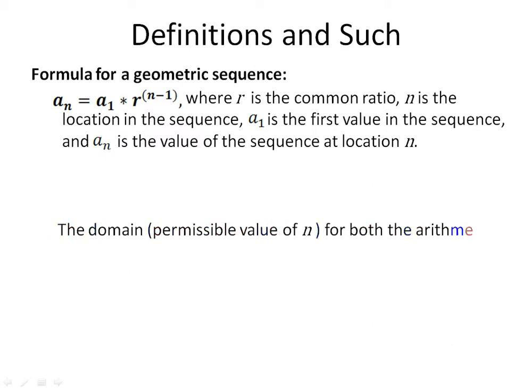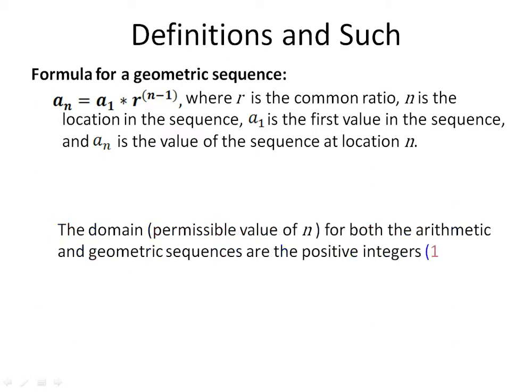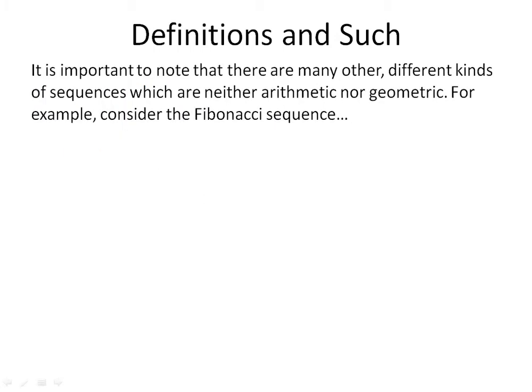The domain, or the permissible values for n, for both arithmetic and geometric sequences, are the positive integers, 1, 2, 3, and so on. It is important to note that there are many other different kinds of sequences which are neither arithmetic nor geometric. For example, consider the Fibonacci sequence: 0, 1, 1, 2, 3, 5, 8, 13, 21, 34, 55, 89, and so on.